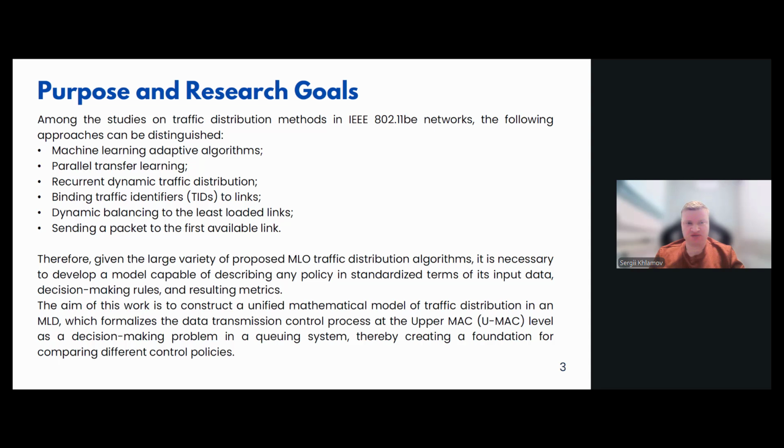Therefore, given the large variety of proposed MLO traffic distribution algorithms, it is necessary to develop a model capable of describing any policy in standardized terms of its input data, decision-making rules, and resulting metrics. The aim of this work is to construct a unified mathematical model of traffic distribution in an MLD, which formalizes the data transmission control process at the upper MAC (UMAC) level as a decision-making problem in a queuing system, thereby creating a foundation for comparing different control policies.